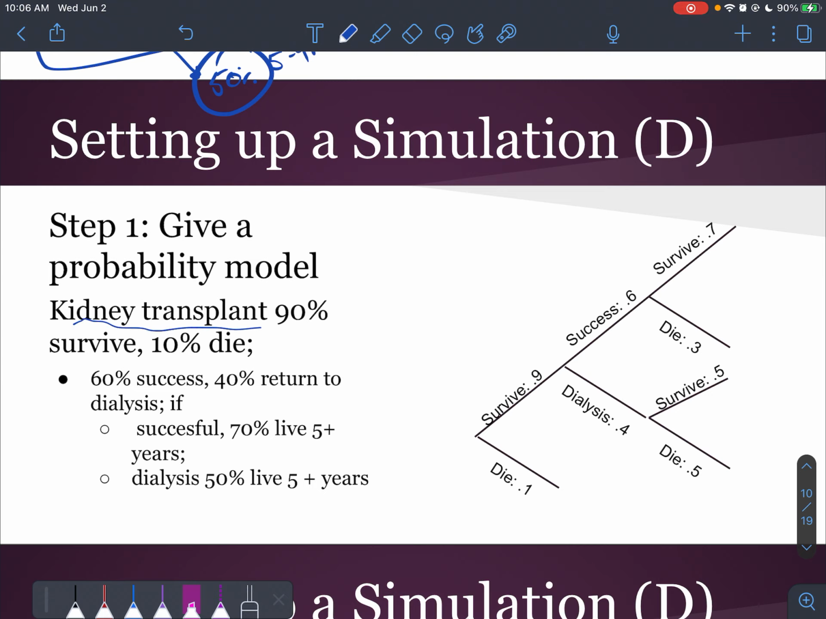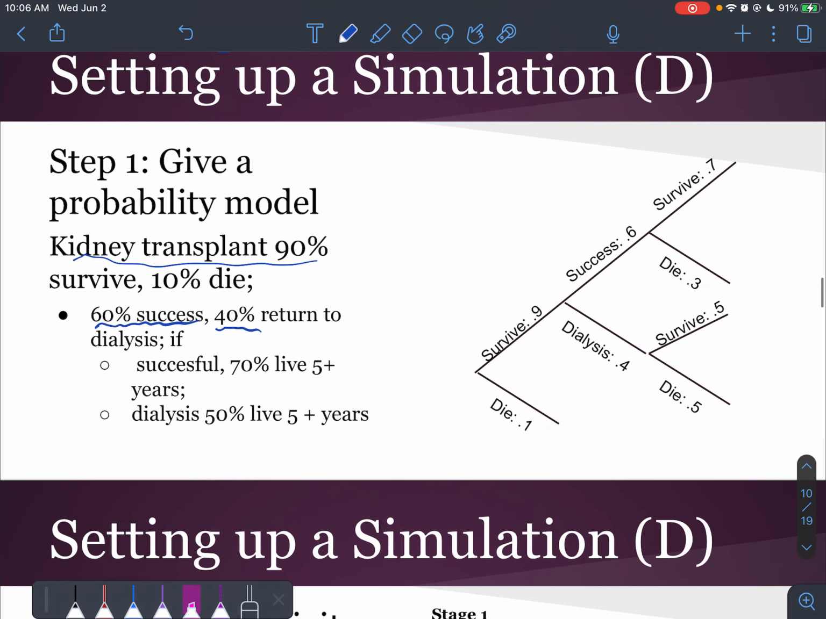So we've got a kidney transplant, successful 90% of the time, 10% of the time it's not. I know it's a little bit morbid, but that's okay. Now, if you move on to the next stage, 60% success rate and 40% return to dialysis. If it takes successfully, there's a 70% chance you live 5+ years. Obviously 30% chance you don't. And then dialysis, if you go on dialysis, there's a 50% chance that you live 5+ and a 50% that you don't.